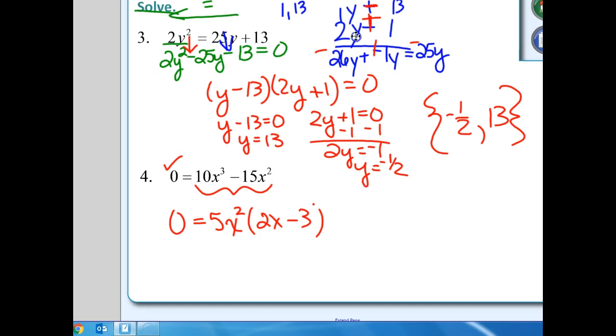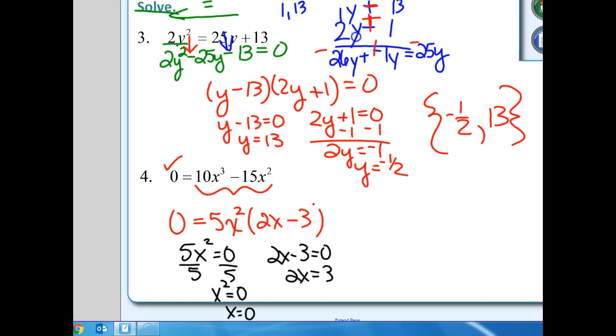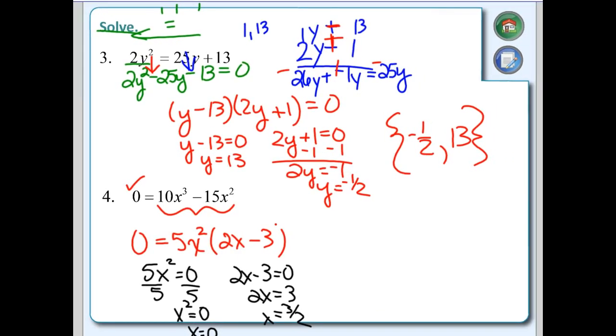Does the whole thing equal 0? Sure does. So each part equals 0. So I've got 5x squared equals 0. And if we divide both sides by 5, we've got x squared equals 0. What's the square root of 0? Yeah, x equals 0. And then 2x minus 3 equals 0. And we're going to add 3. And then we got x equals 3/2. Okay, so once again, the whole premise for everything we do is the idea of zero product property.